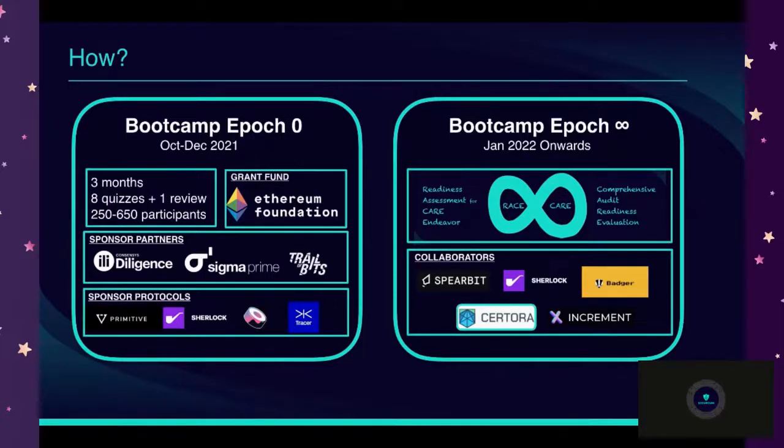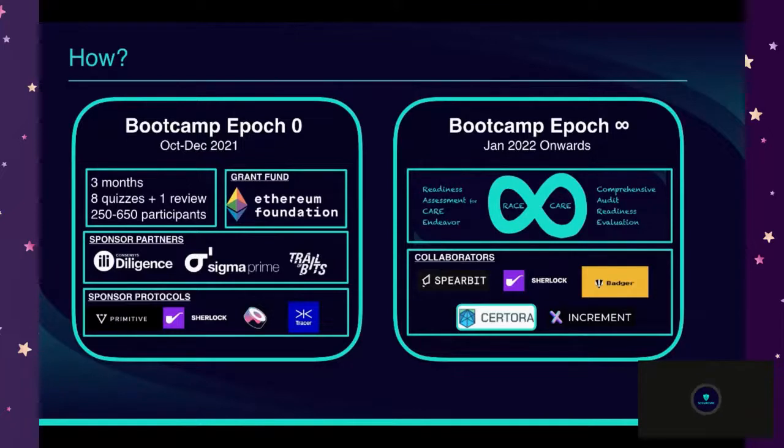And in that learn phase, obviously, we need to have an assessment. So we had 8 timed quizzes to assess the participants. And the reason for that was that in the final stage of the bootcamp, the last month in December, we had 4 protocols that came in for a security review, right, the ones listed here: Primitive, Sherlock, Sushi, and Tracer. So participants went through that.